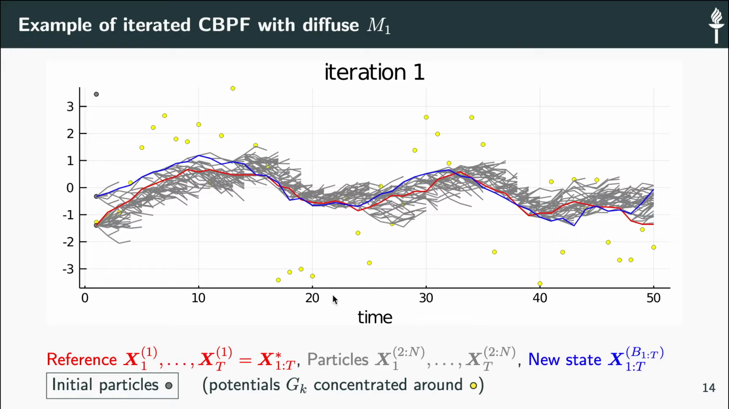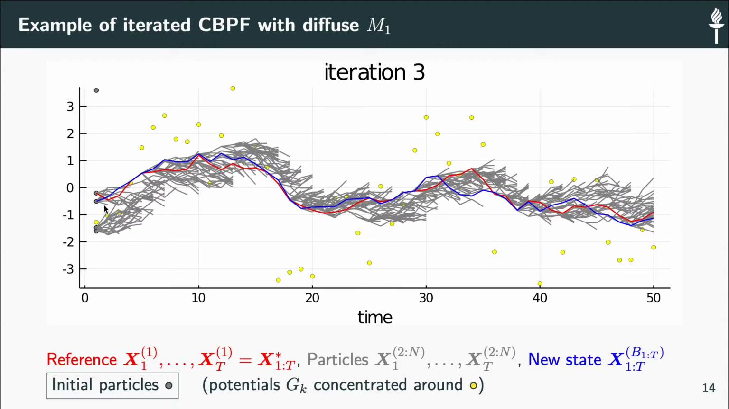So here it's exactly the same picture, and the only thing that has changed is the initial distribution. The initial distribution is now a really big, wide normal distribution. In fact, here there are only two particles visible because all the rest of the particles fall outside this window. But even in this case we were lucky, and in the first iteration we're doing quite well.